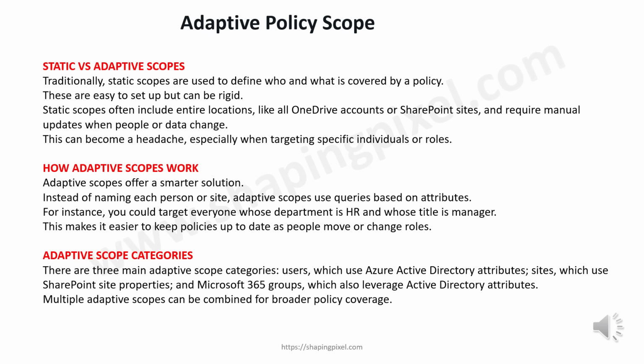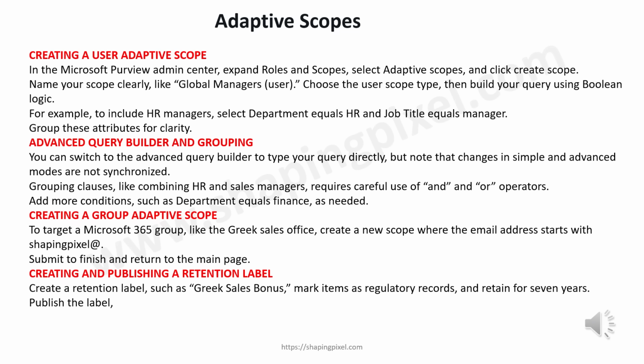There are 3 main adaptive scope categories: users, which use Azure Active Directory attributes, sites, which use SharePoint site properties, and Microsoft 365 groups, which also leverage Active Directory attributes. Multiple adaptive scopes can be combined for broader policy coverage. Let's walk through creating adaptive scopes in Microsoft Purview, focusing on users and Microsoft 365 groups. Adaptive scopes help you target specific users or groups for compliance policies with precision.